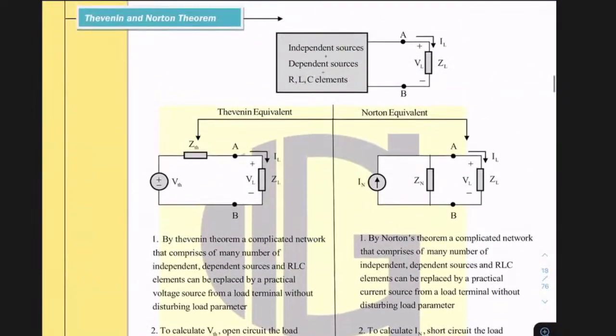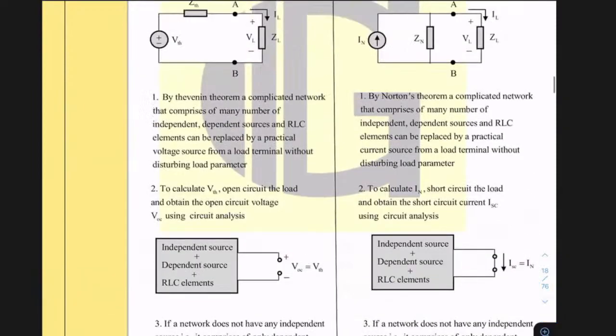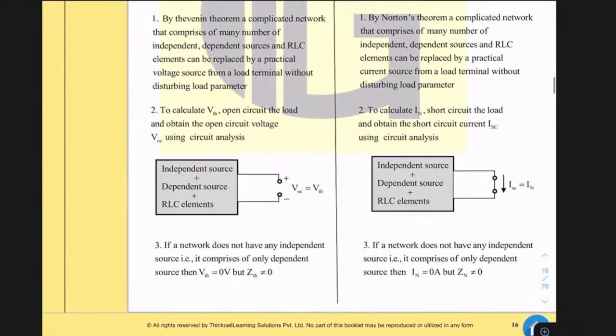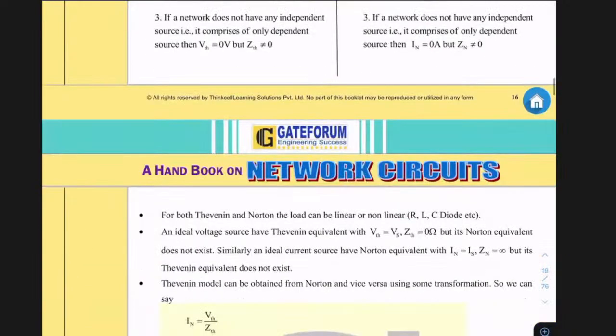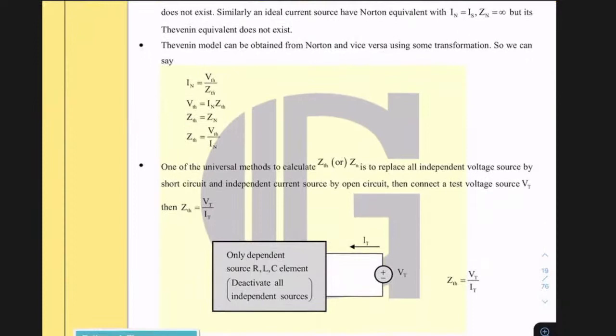So the Thevenin theorem has two parameters, namely VTH and ZTH. The Norton theorem has two parameters, IN and ZN. So how do you get VTH? To get VTH, the corresponding load should be open circuit. So that's what I'm showing here. You have to make the load open circuit and find the open circuit voltage. That is your VTH. Similarly, to get the Norton current, you have to short circuit the corresponding load. In this case, the load is short circuited, and the short circuit current is equal to the Norton current.